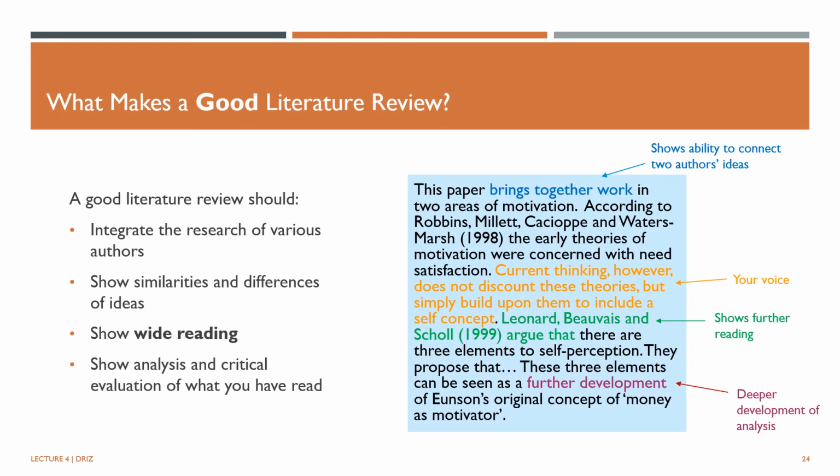Here's a friendly reminder on what makes a good literature review. A good literature review should integrate the research of various authors. It should show similarities and differences, or comparing and contrasting of ideas. It should show wide reading, as well as analysis and critical evaluation of what you have read. Let's take a look at the example on the right. As you can see, the student showed his or her ability to connect two authors' ideas, after which the student gave his or her own analysis and supported it with further evidence from literature.